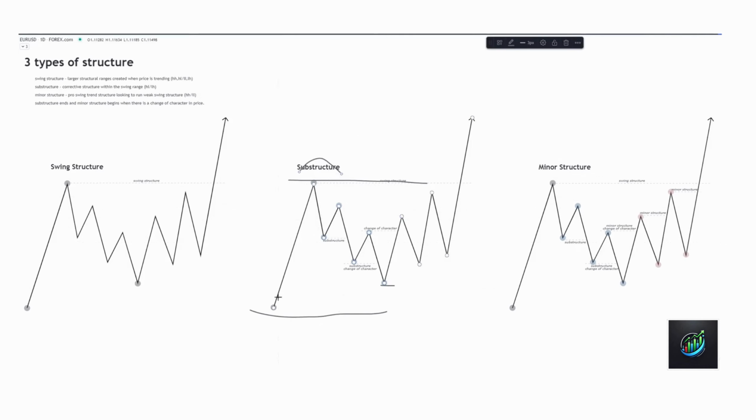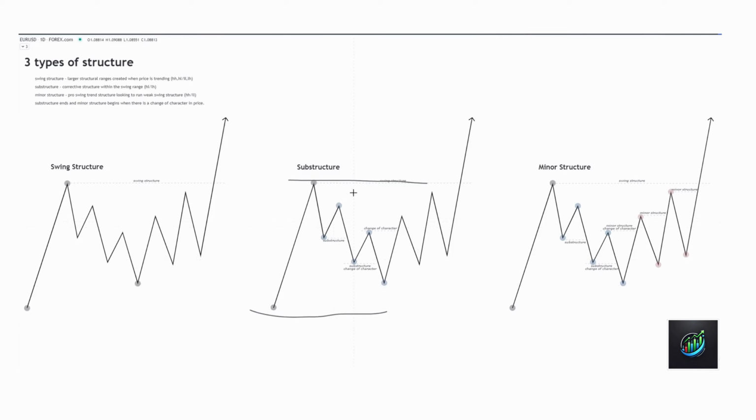And as we can see, our swing structure is bullish, but our substructure is bearish. So with swing structure, we're creating higher highs and higher lows, and the substructure contained within the swing structure of this low and this high is creating lower lows, lower highs, lower lows, lower highs, lower lows.